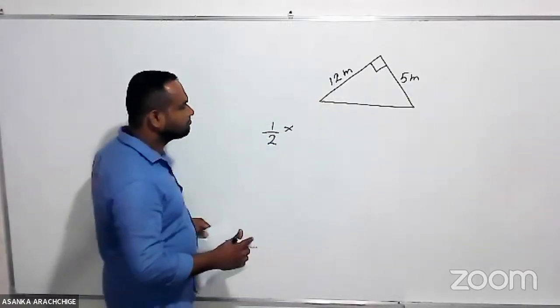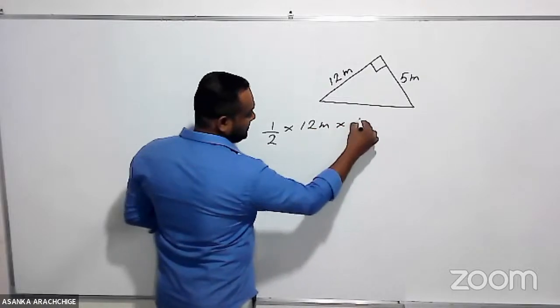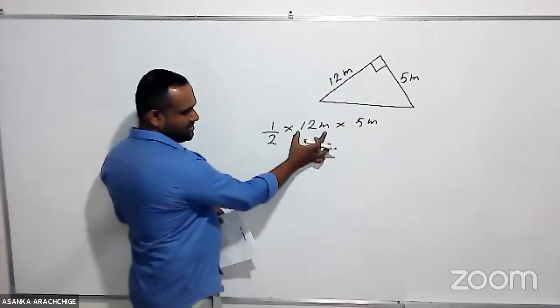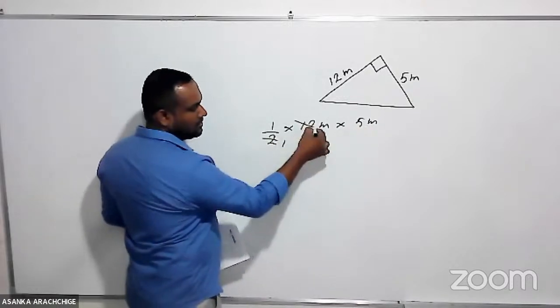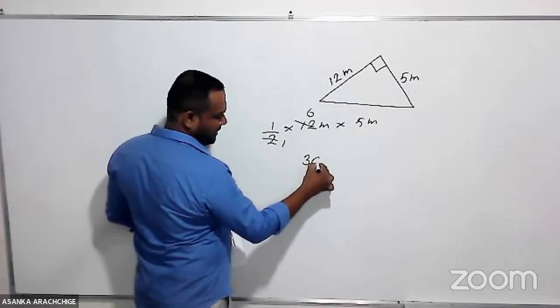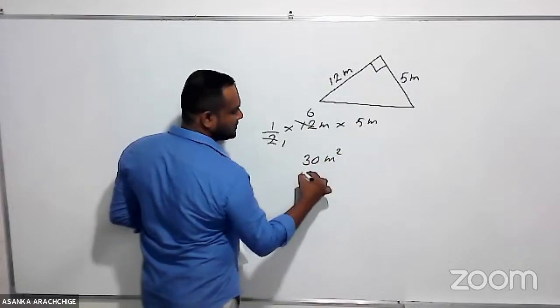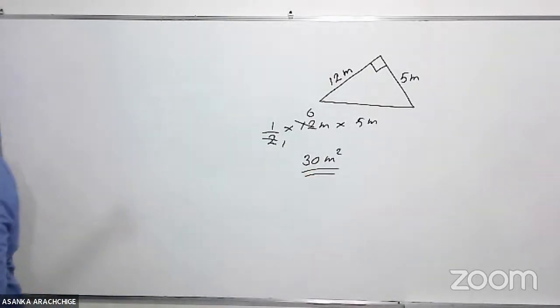Okay. Then 12 meters into 5 meters. If this is the base, this is the perpendicular height. So 2 times 1, 2 times 6, 6 30 meters. 30, yes. 30 square meters.